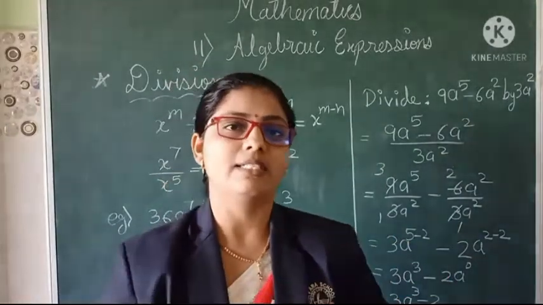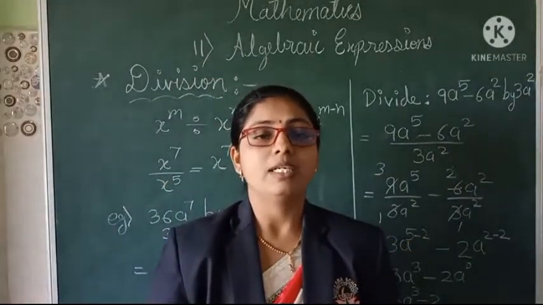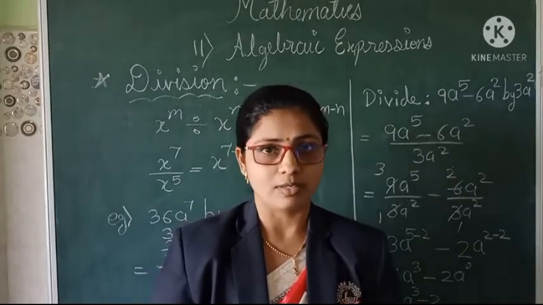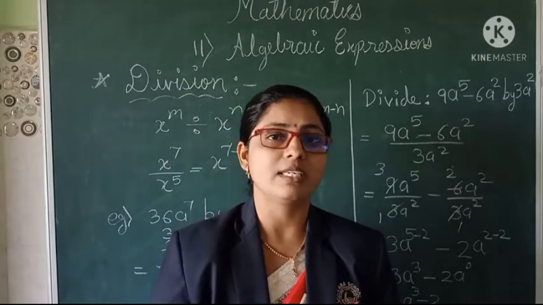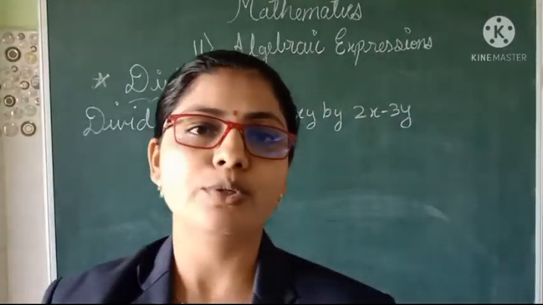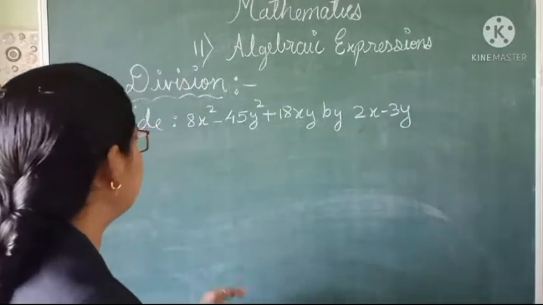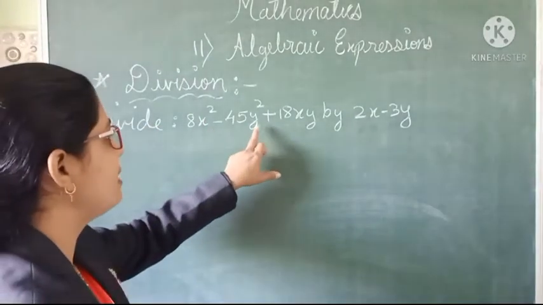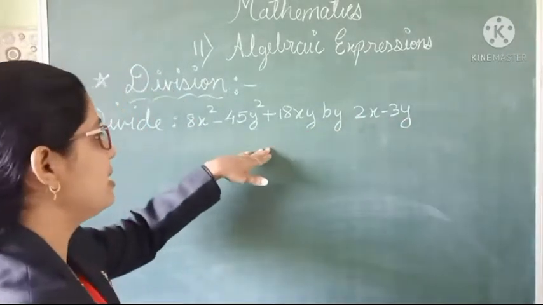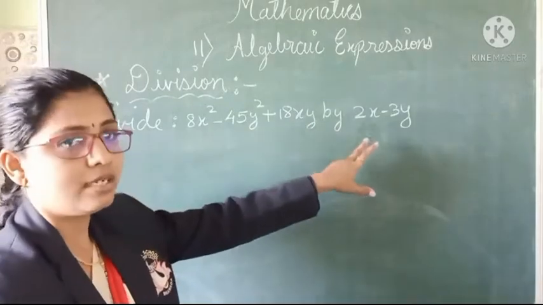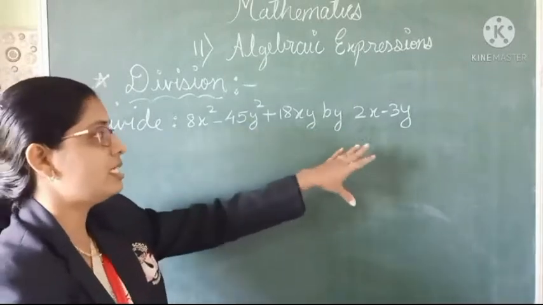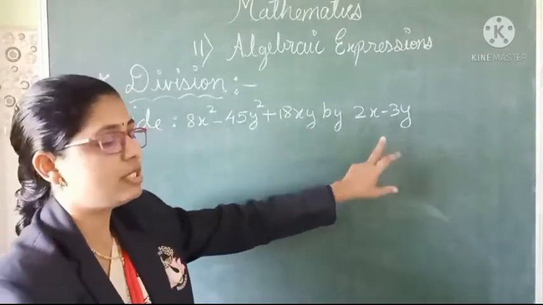Now we will see different examples where the dividend is a polynomial. So in that case how will we solve it? Means polynomial and binomial if it is given. Let us have a look at a different type of example, that is divide 8x square minus 45y square plus 18xy by 2x minus 3y. Now in this example you can see there are different terms given, a trinomial as well as a binomial. So how we will divide it by the binomial, that we have to see now.